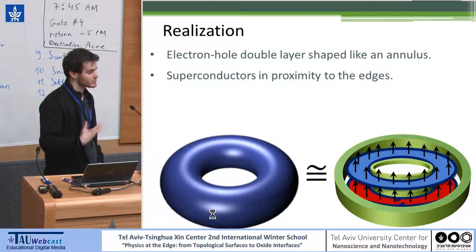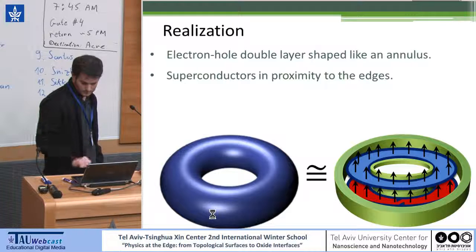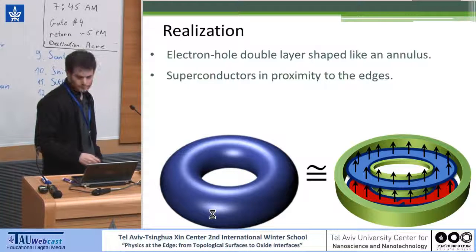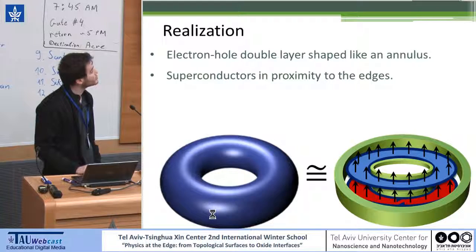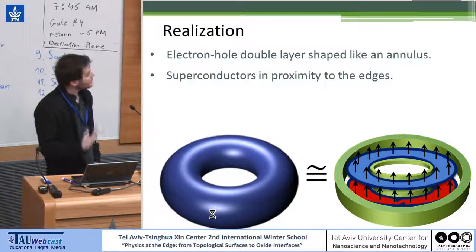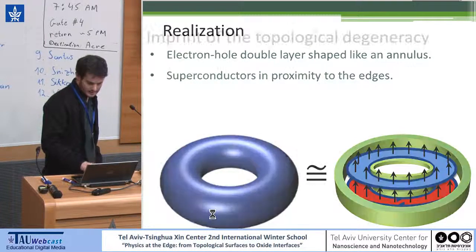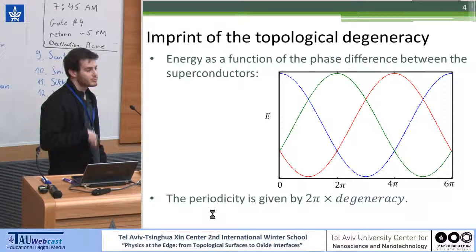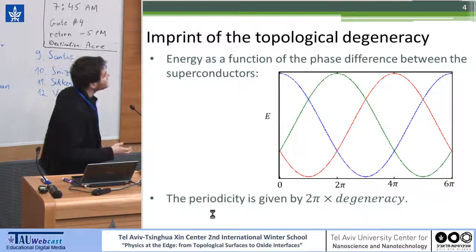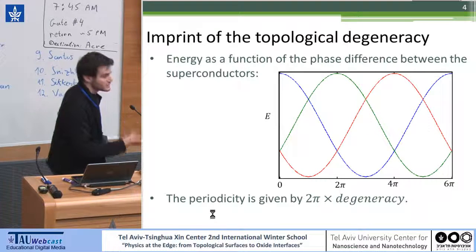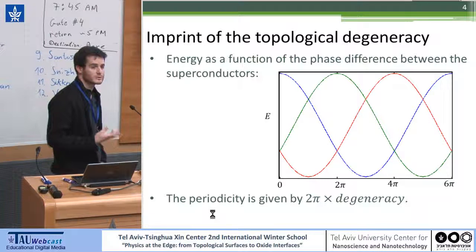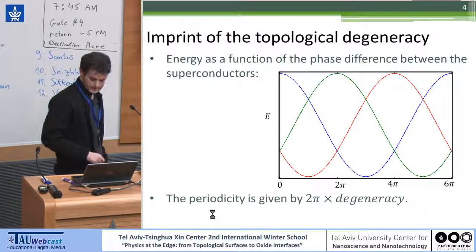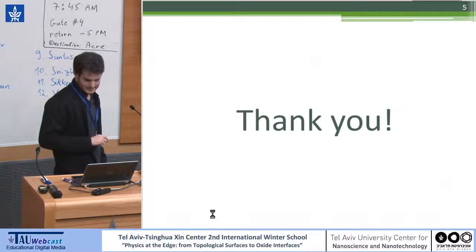We want to be able to experimentally measure it. It turns out that there is a simple way of doing that because we have two superconductors in our system. So we'll measure the Josephson effect, and I'll just skip to the main result: the periodicity of the Josephson effect turns out to be 2π times that ground state degeneracy we're after. So by measuring the Josephson effect, we can actually access this degeneracy. And obviously, there are many details involved, so I welcome you to come to my poster. Thank you.